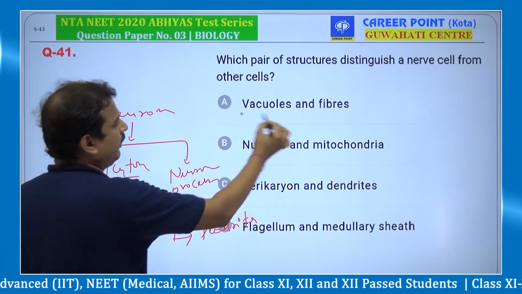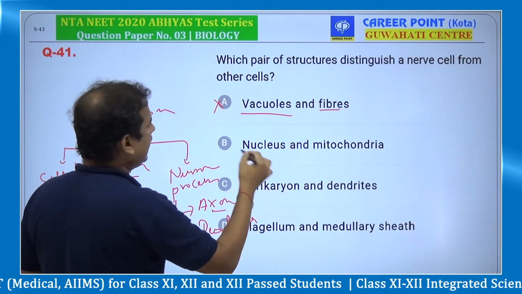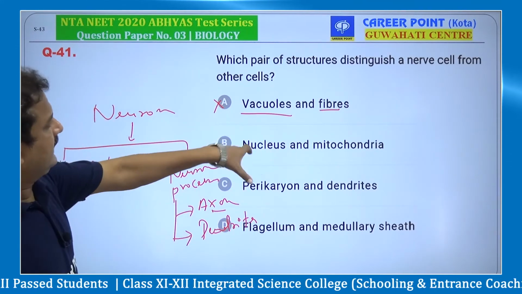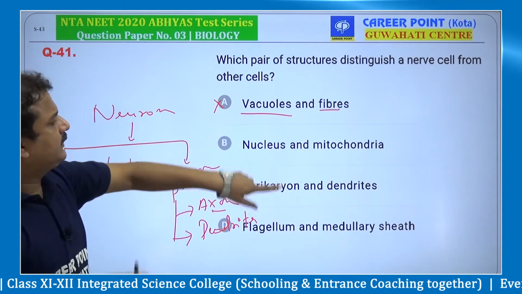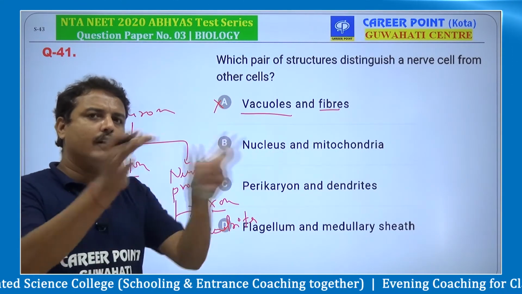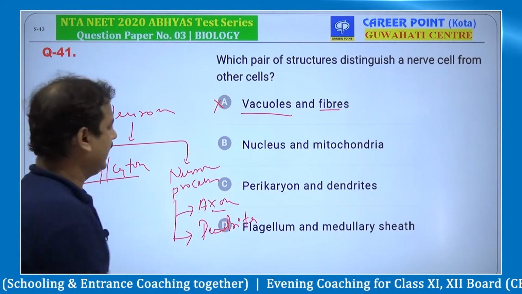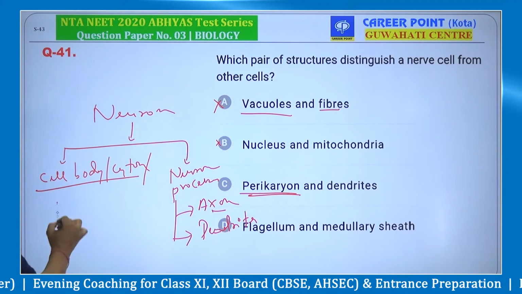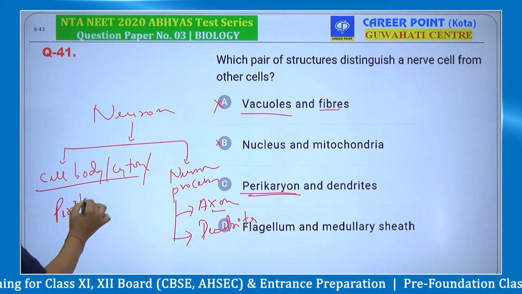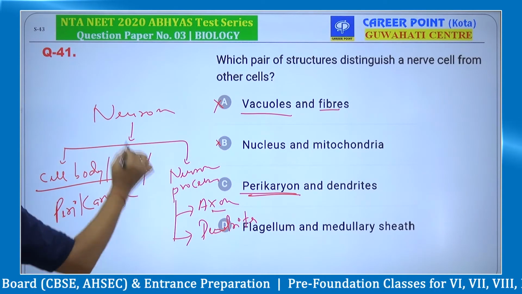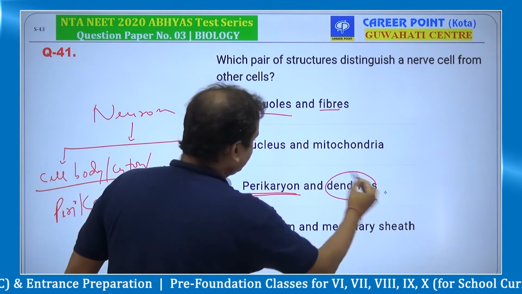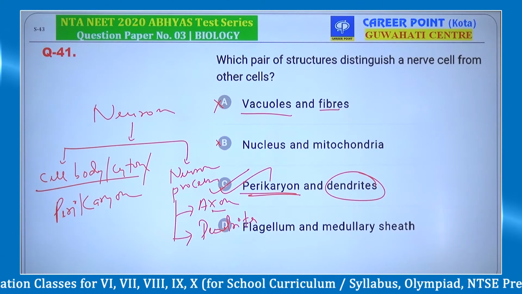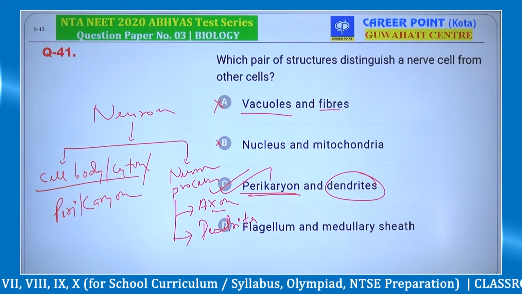Now let's see, vacuole fiber, no. Then nucleus and mitochondria. That is not distinguishing from the other cells, because every cell has nucleus and mitochondria. How can you distinguish that nerve cell from other cell? So this is not the answer. Perikaryon, because another name of cyton is perikaryon, and dendrites. So here it is answer C. So for this question, the answer is C, perikaryon and dendrite.